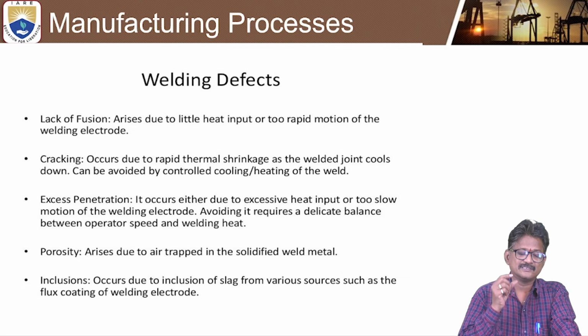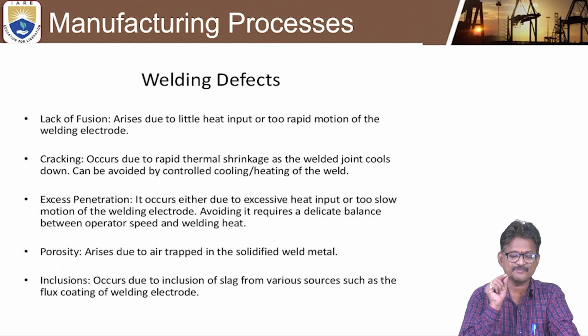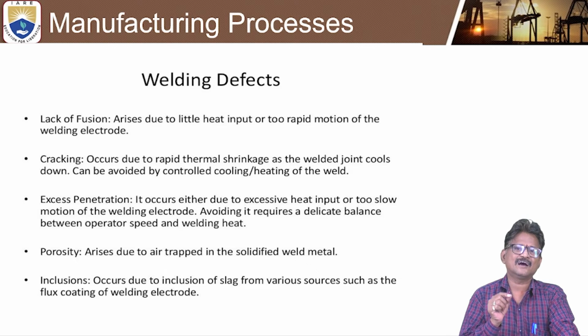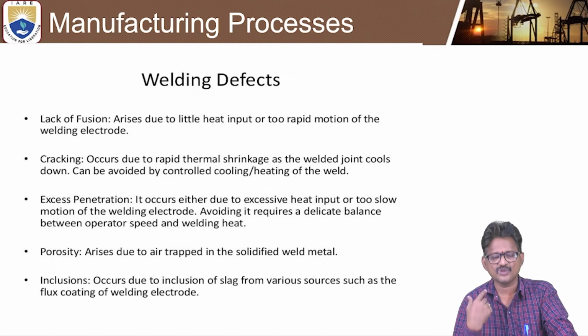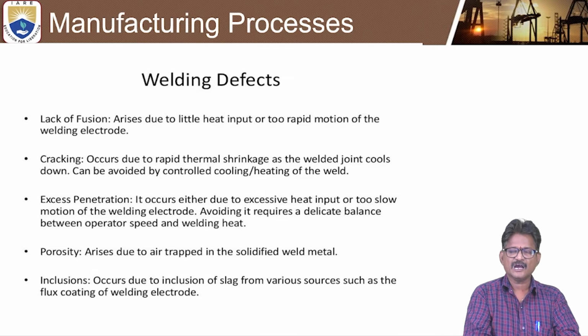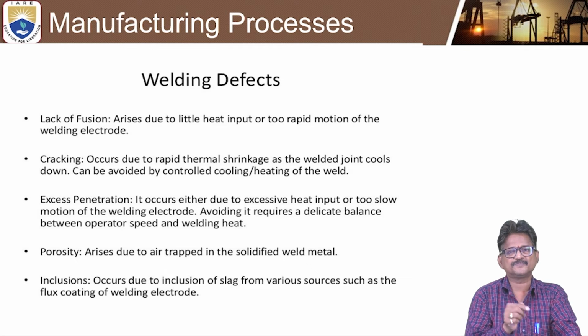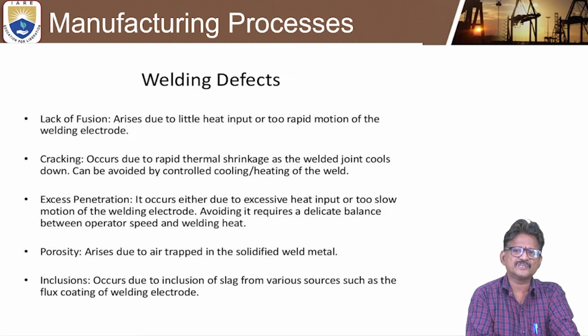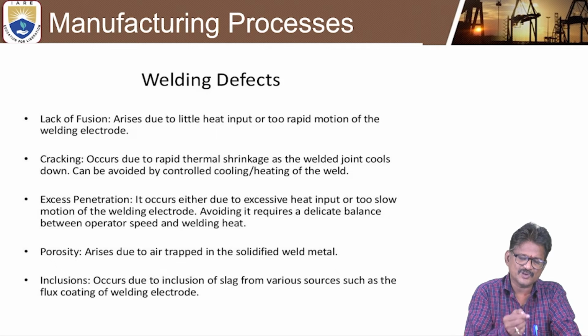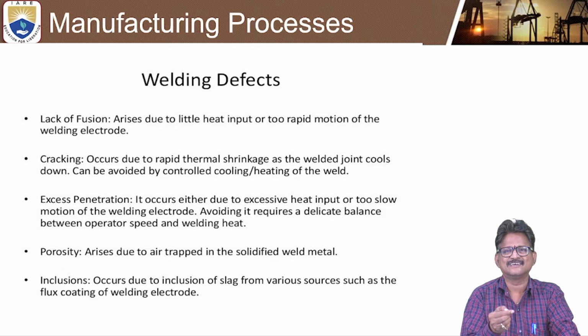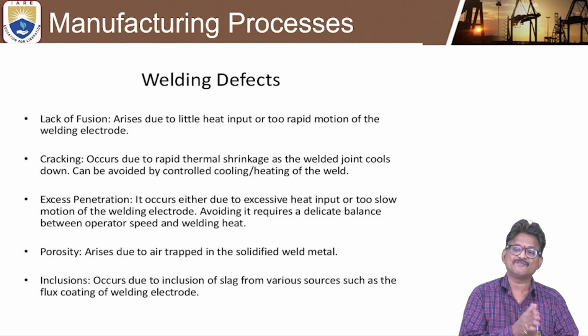Similarly, excess penetration also comes under one of the major welding defects. Mainly this penetration occurs due to excessive heat input or too slow motion of the welding. So with more heat and slow movement, you should have a balance between speed, heat input and movement of the electrode. These should be maintained effectively. Otherwise there will be penetration, some cracks, and the joint may have an uneven shape. Some excess metal may come out and drop down. That's why you need to maintain the balance between the operator speed and the welding heat.